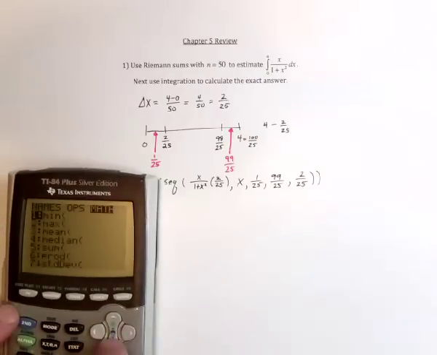So to list, math, sum, list, operations, sequence, and then let's see, I got to be a little bit careful. x divided by parentheses 1 plus x squared gets multiplied with 2 divided by 25, with x going from 1 25th to 99 25ths in increments of 2 25ths.